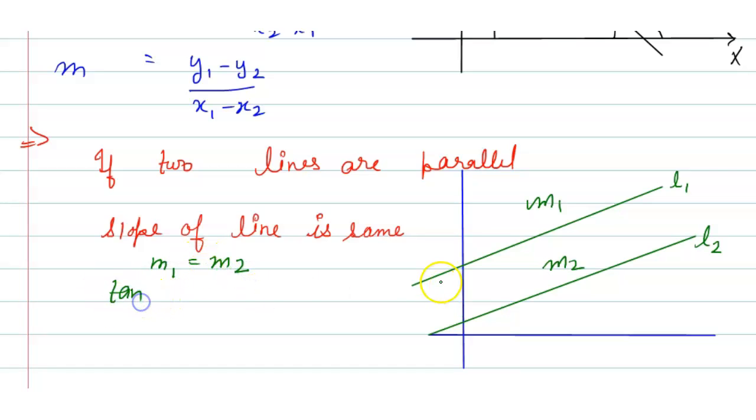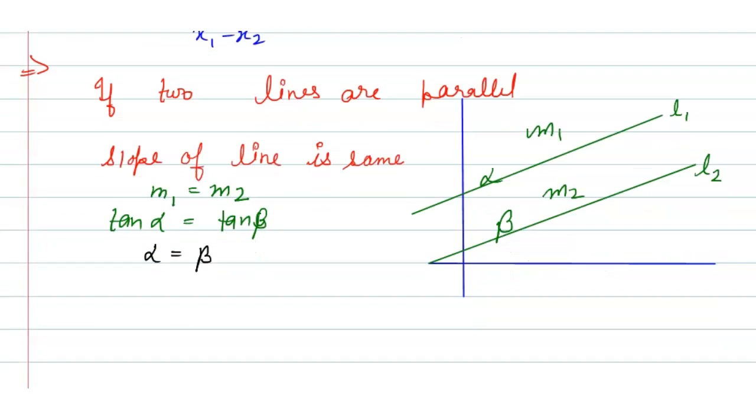So here let this line make an angle alpha and this line make an angle beta. So here tan alpha is equal to tan beta. Now you can write here alpha is equal to beta.